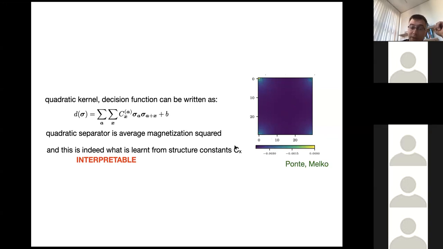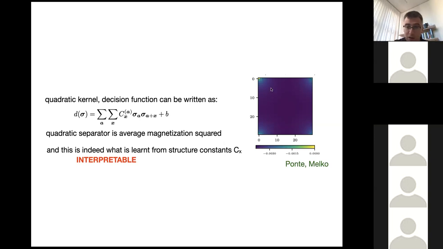Okay, so from CX, you revert now the argument. From CX, which is given as the output of the machine, you can reconstruct the order parameter and say, okay, magnetization squared is a valid order parameter for this transition. This is why SVMs are interpretable in this problem. Okay? So this was the work by Ponte and Melko.